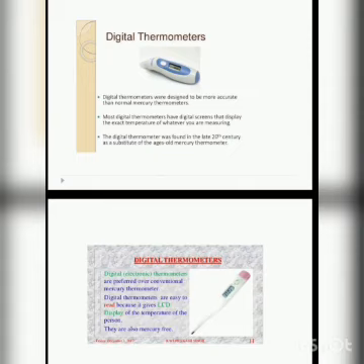You have to read what precautions we should take while dealing with specific types of thermometers.